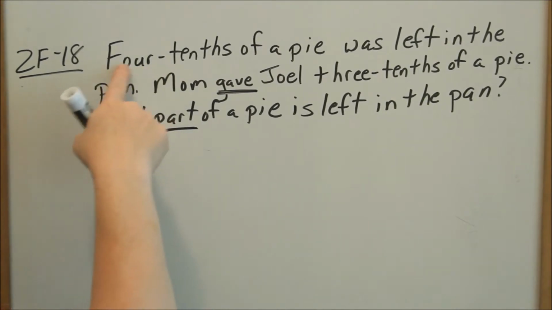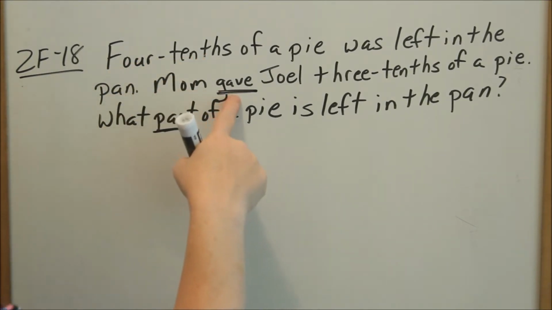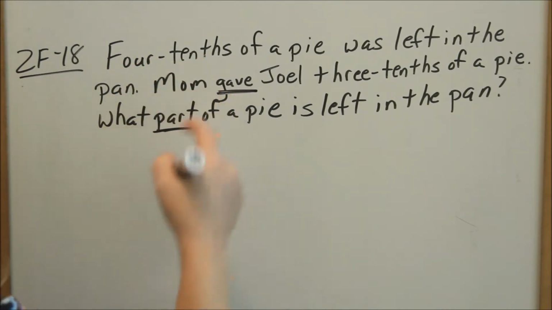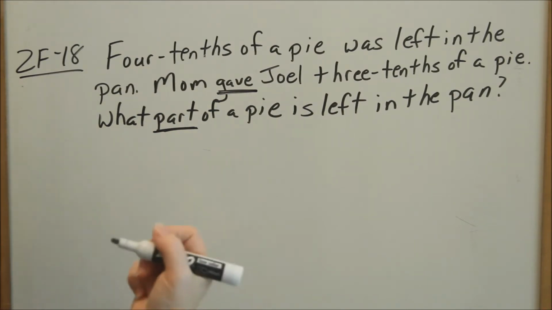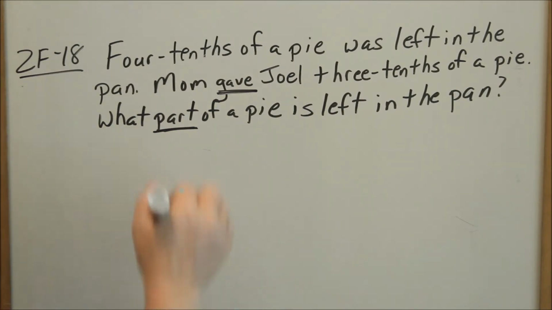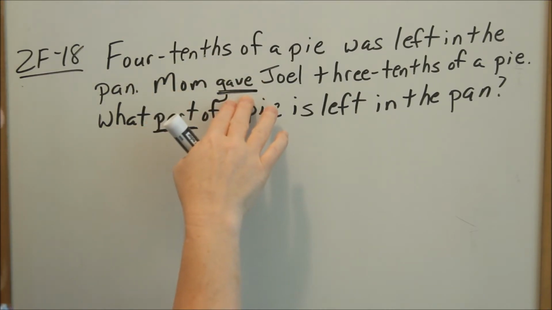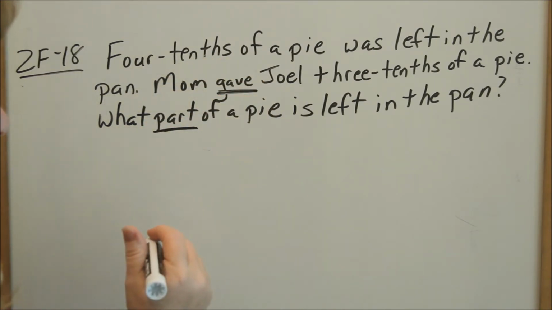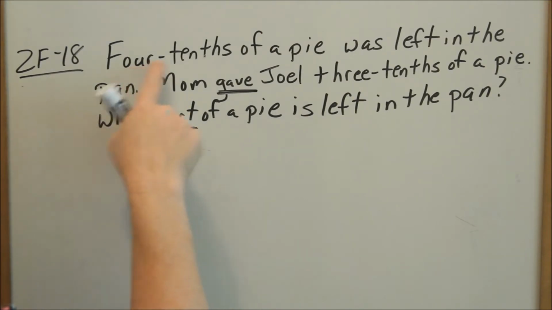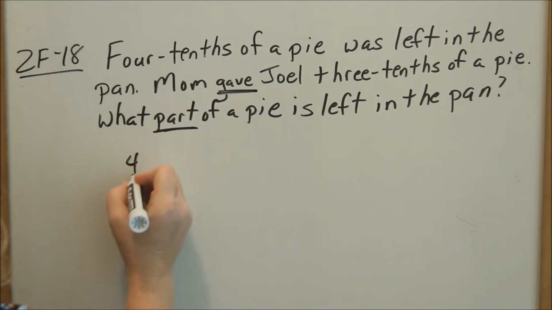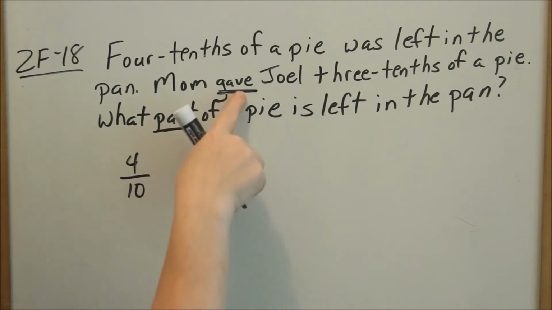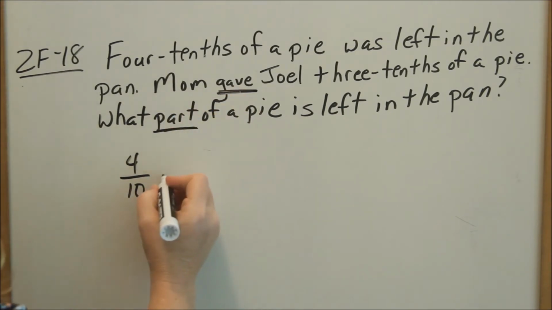Well, if you start out with a certain amount, then Mom gave away something, the first thing you need to decide, or figure out, is what operation you're going to do. Well, if you have a certain amount of pie, then you gave away some, you're going to be subtracting to find out how much total you have. Okay, so 4/10, so how do we write 4/10? 4/10. Well, because Mom gave some away, then we're going to subtract.